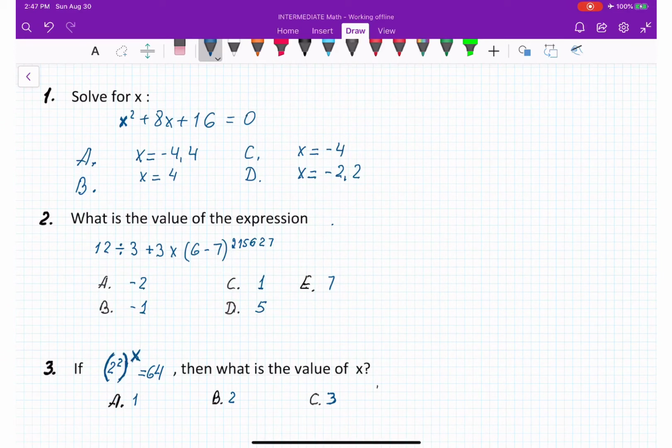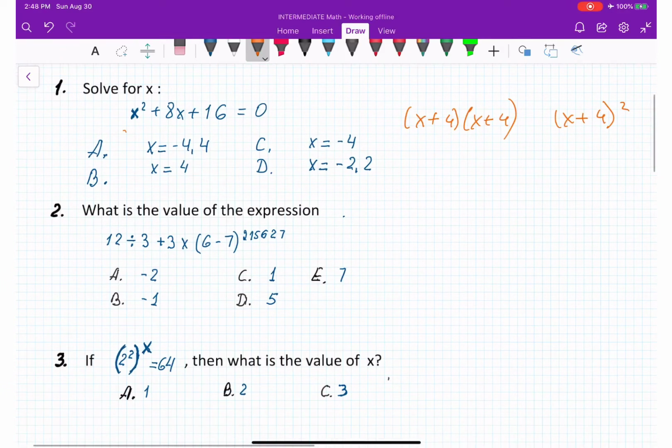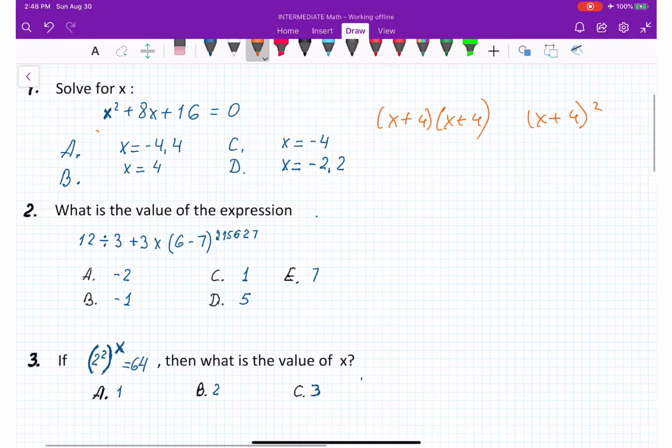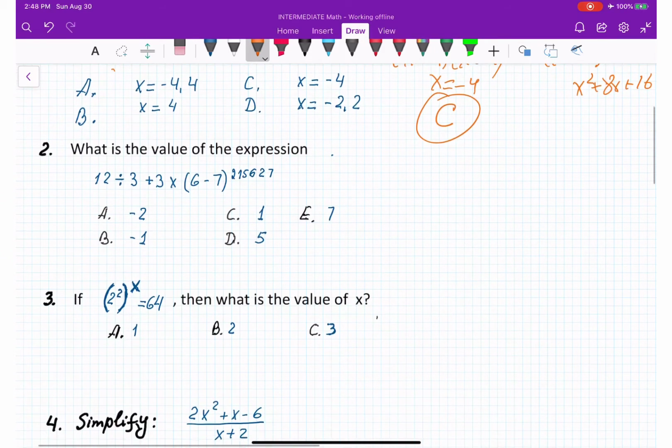Okay, first one, I'm factoring down. Or you can use perfect square, which will be x plus 4 squared. That's another way, perfect square. So this will be x squared. If I open the perfect square, it's going to be x squared plus 8x plus 16. Perfect square or factoring, either way, equals 0. So the answer is negative 4. C. That's it.